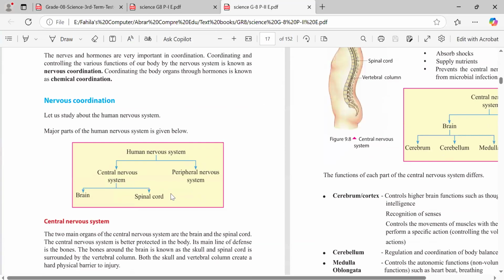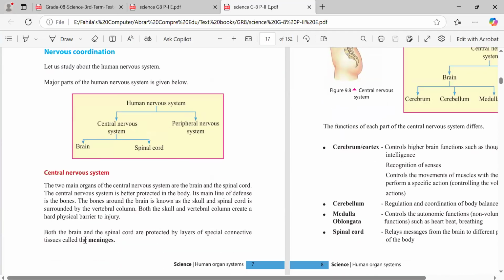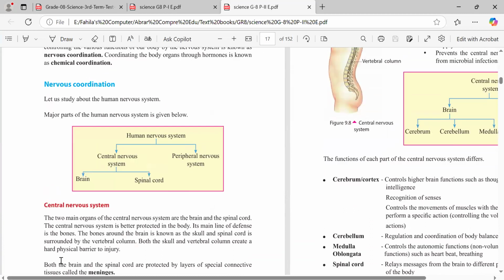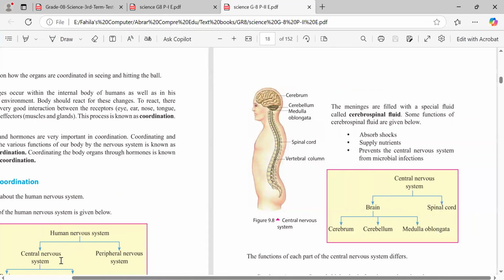And then, of course, you have to learn something extra, that is about the meninges in your brain. There is a special layer of connective tissue called the meninges that is very important. What does it do? The meninges, this particular connective tissue, is filled with a special fluid called the cerebrospinal fluid, right? Shortly we call it the CSF. Why is this important? It is the one that is going to absorb shocks, supply nutrients, and also prevent the CNS from microbial infections.